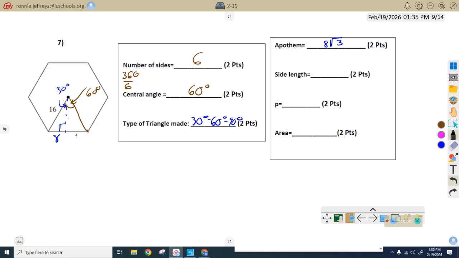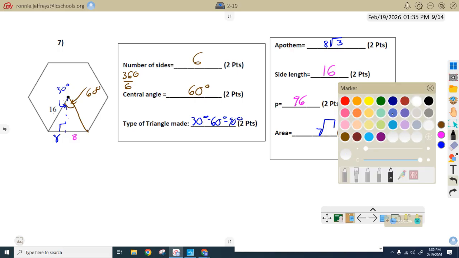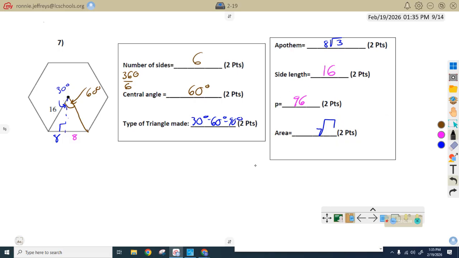Our side length, let's see, is 8 plus 8, which would be 16. That means our perimeter is 6 times 16, or 96. Okay. Now, as stated before in class multiple times, it's even recorded. I have receipts for that. You take the numbers 8 and 16 and 0.5 and you multiply them, and then you put them right here and you put root 3 behind it.